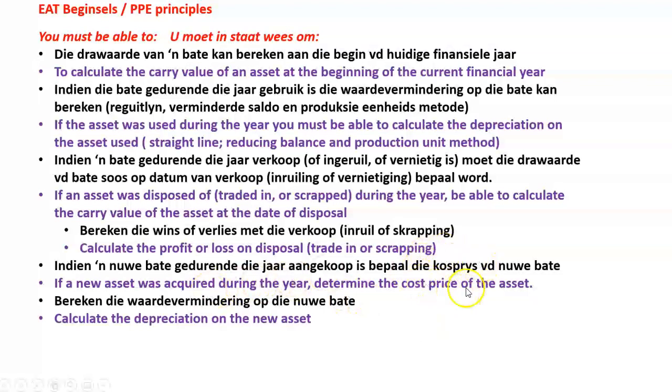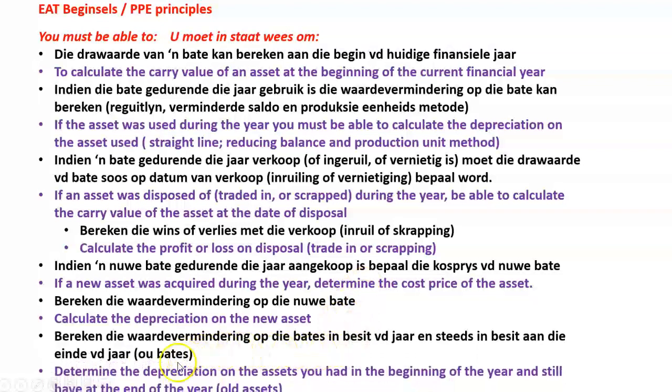Now, once I have the cost price of the asset, I can now determine the depreciation on that asset based on my depreciation method that is applicable on that class of asset. And then determine also, after I've done that, don't forget about your old assets.